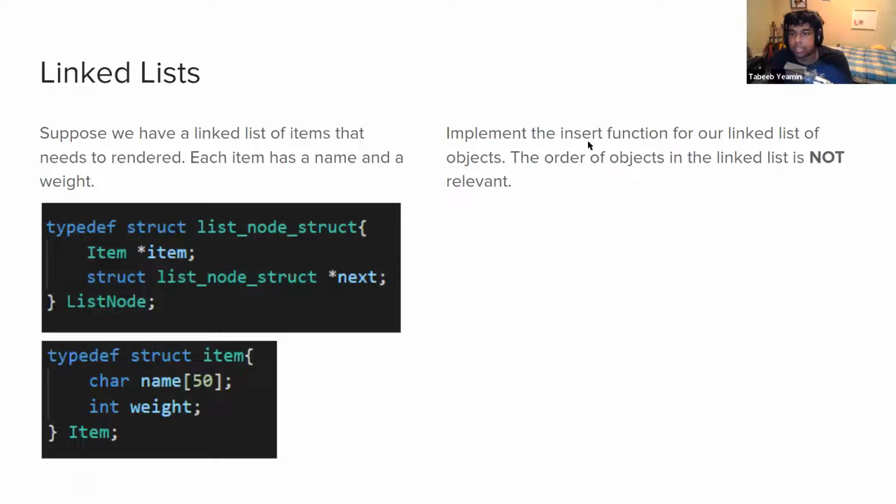You want to implement the insert function for the linked list of objects. The order of objects in the linked list is not relevant. I want you guys to think of how to do this and give me the steps on what you would need to do. You don't have to give me the actual code, just the steps, and then we'll go through the code together. Okay, I'll let you guys think about that.